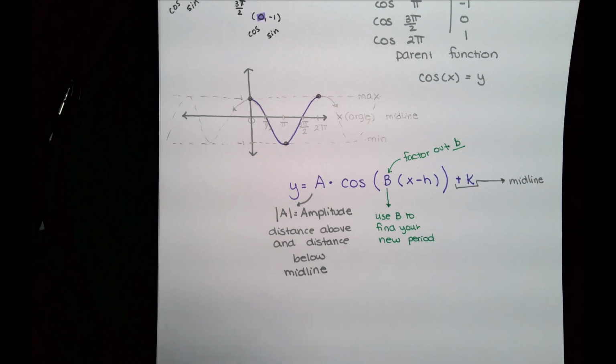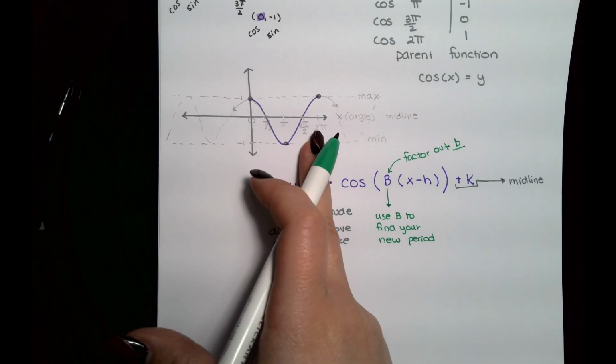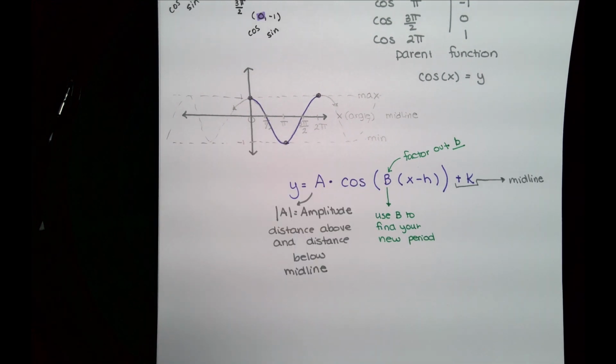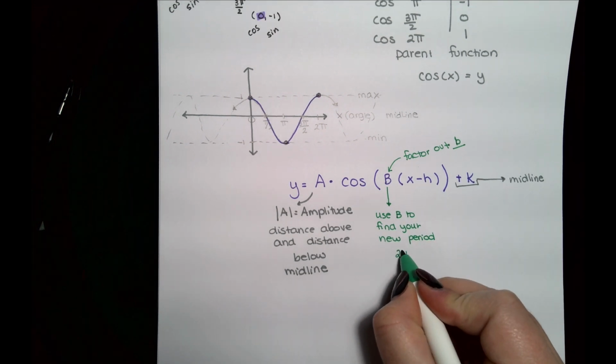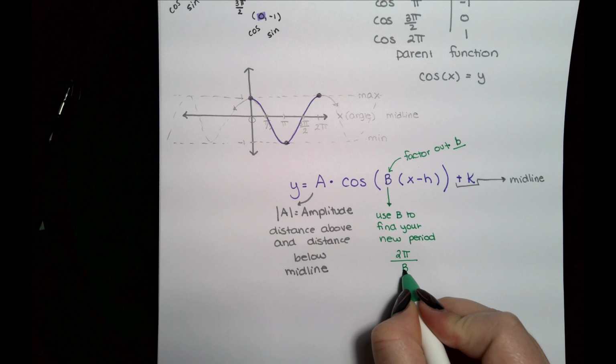Since we are talking about transformations, sometimes you won't have your original period, which is 0 to 2 pi. Your distance between your start and your end is a cycle period. Sometimes that's going to be different. And your formula is 2 pi divided by your b value.